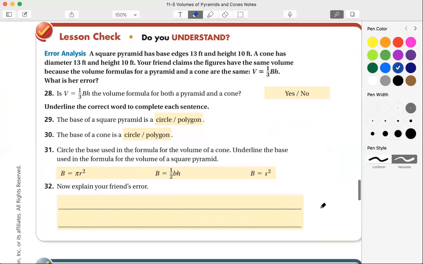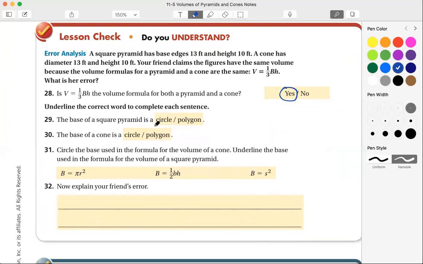All right, so a square pyramid has base edges 13 feet and a height of 10 feet. A cone has a diameter of 13 feet and a height of 10 feet. Your friend claims the figures have the same volume because the volume formulas for a pyramid and cone are 1/3 area of the base times the height. Is the formula 1/3 base times height the volume for both? Well, yes.